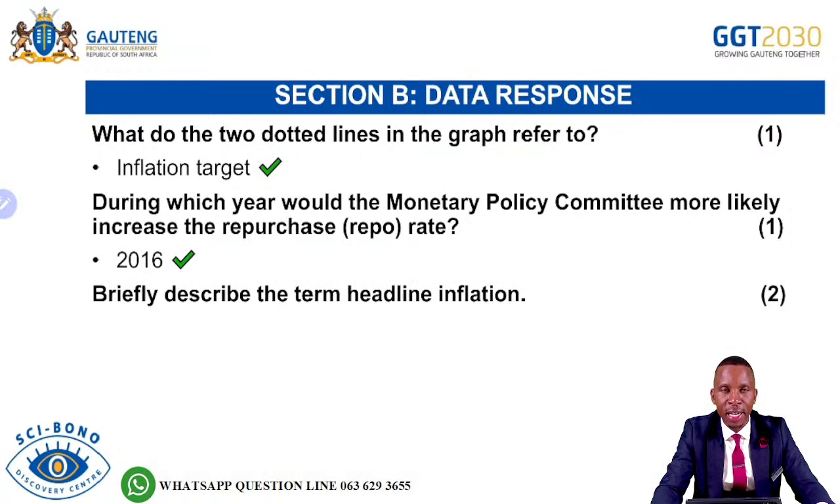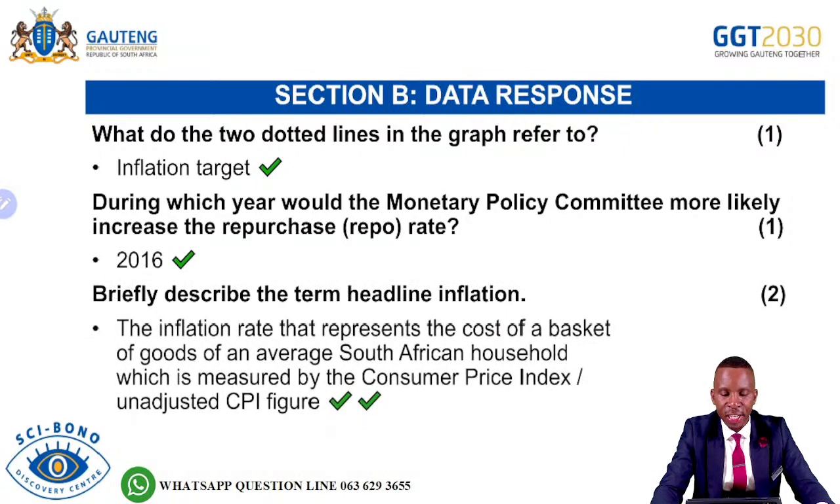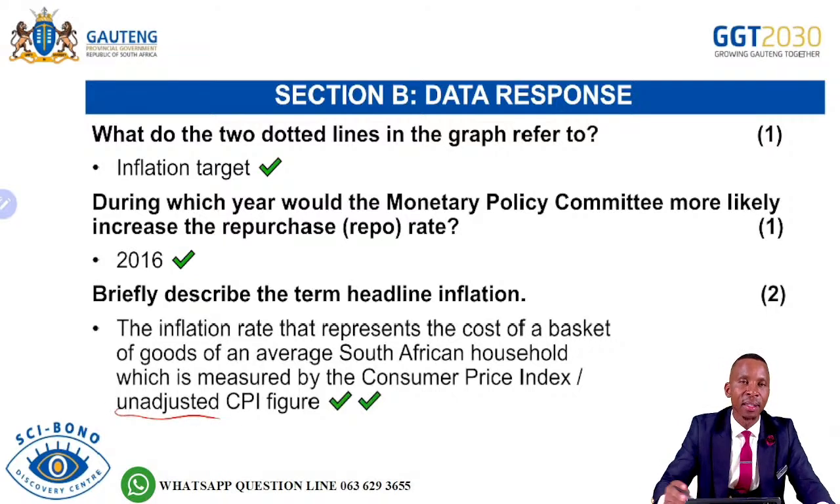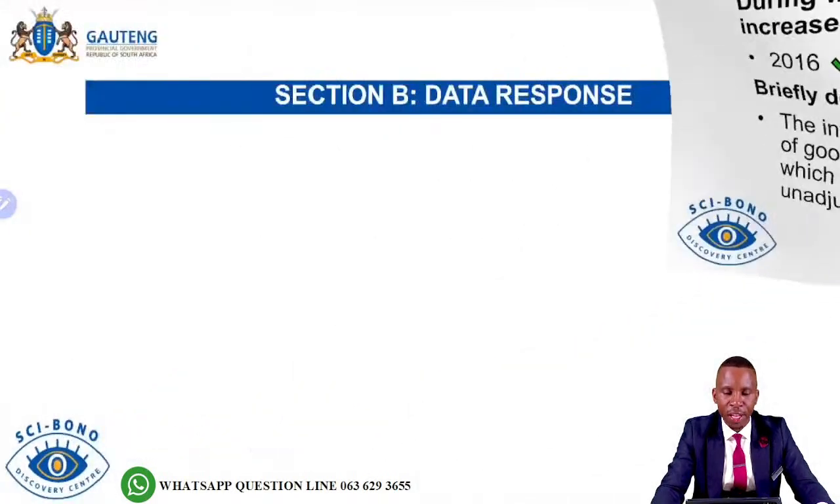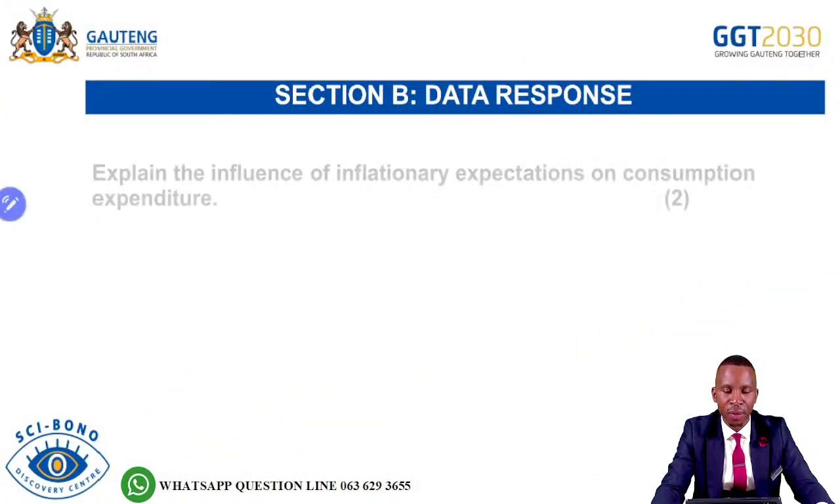Briefly describe the term headline inflation. The inflation rate that represents the cost of a basket of goods of an average South African household, which is measured by the consumer price index. Unadjusted inflation, so it has not been adjusted. It is having the effect of interest rate or mortgage bond. And then we continue with the same data response.